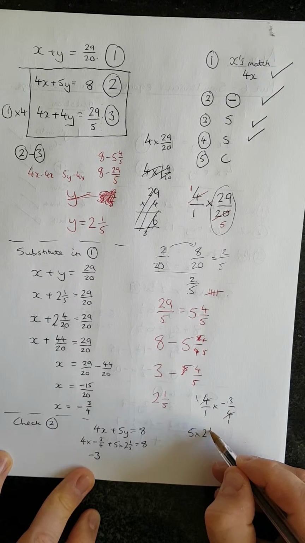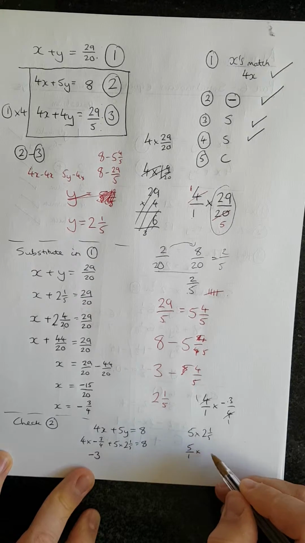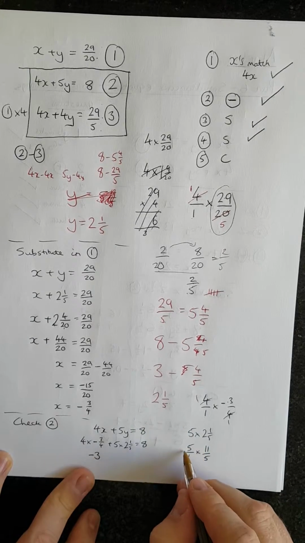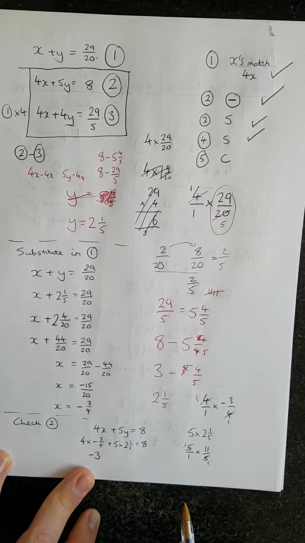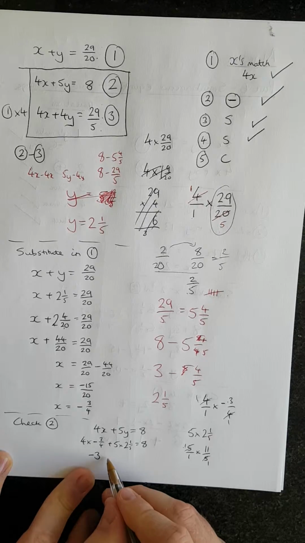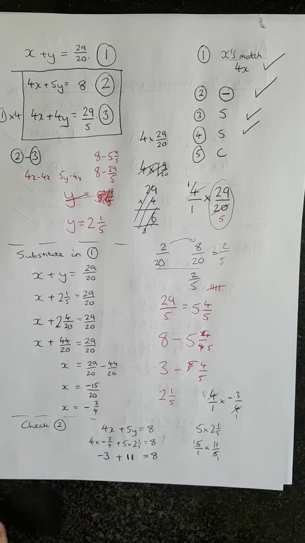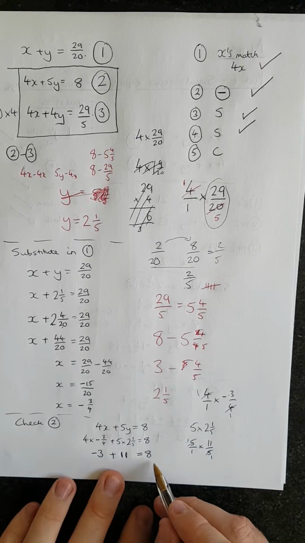5 times 2 and 1/5. That's 5 over 1 times 11 over 5. So the 5's cancel. 1 times 11 is 11. 1 times 1 is 1, so that's just 11. And look at where we've got to. This sum is true.